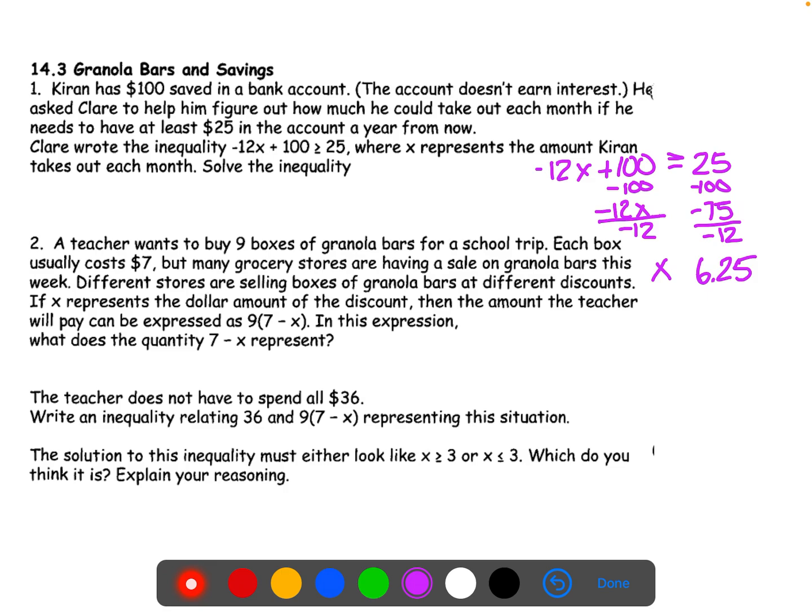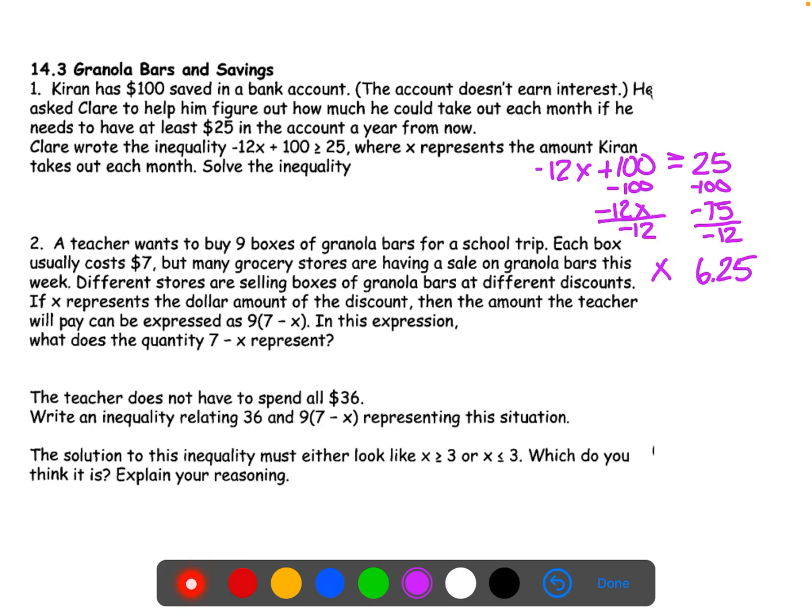Okay, now here's the thing that I really need to think about. So if x were to equal 6.25, that means he could take $6.25 out of his account each month. And that should work. That will still leave him with $25 in his account at the end of the year. But if he were to take out less than that, he would have more than $25 in his account at the end of the year, which is still a good thing.